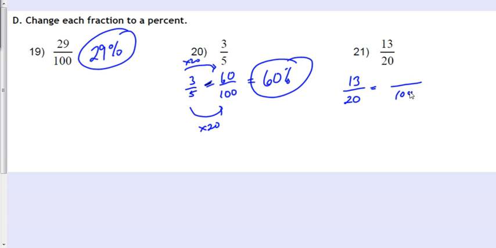If we can get it out of 100, that will be the percent. That will be times 5. 13 times 5 is 65, and if you need to do a little work here on the side, that's fine, for 65%.